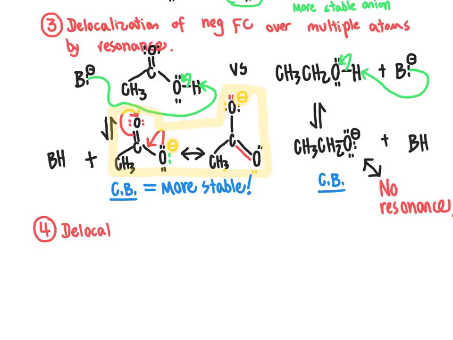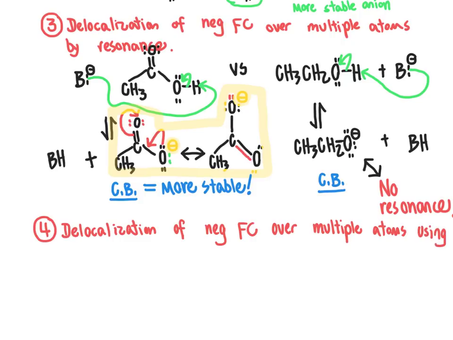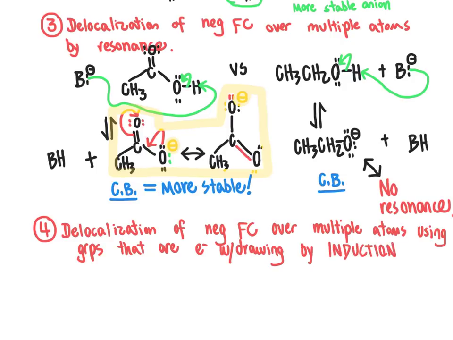So, delocalization of that negative formal charge. So much like with resonance, we're trying to spread the formal charge out or share it over multiple atoms. So we're delocalizing the negative formal charge over multiple atoms. And we're going to be using groups that are electron withdrawing by induction. So electron withdrawing by induction. And there's a bunch of new words here that we've embedded in this statement. So we need to go through what those different terms mean.